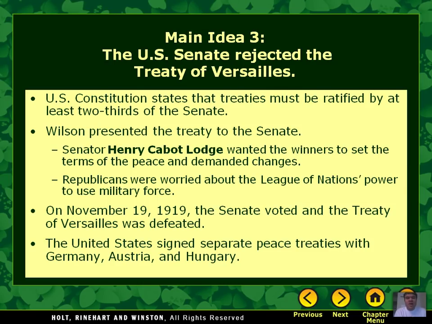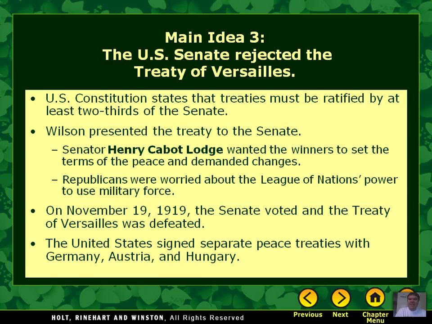Senator Henry Cabot Lodge wanted the winners to set the peace agreement, and he demanded changes immediately. Other Republicans were worried that the League of Nations was going to force the United States into using its military for some small country in the world that the United States didn't want to use its military for. So what ends up happening is almost a year after World War I ends, the Senate votes that the Treaty of Versailles should not be signed. So the United States does not sign the Treaty of Versailles.